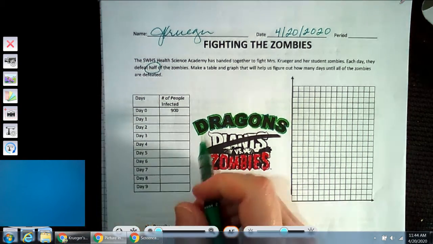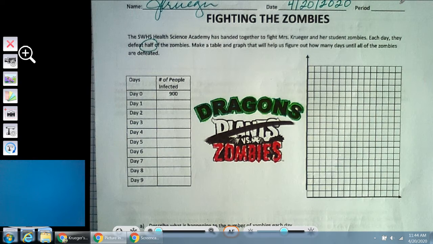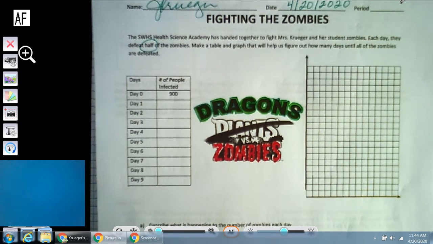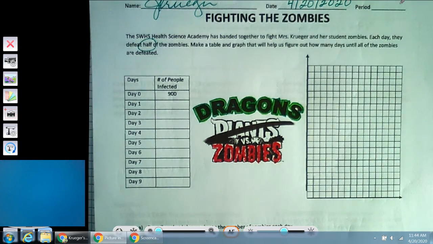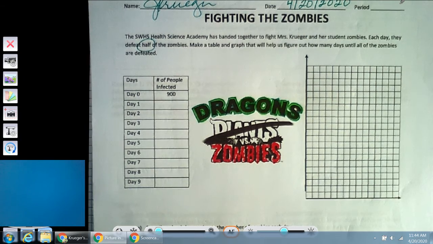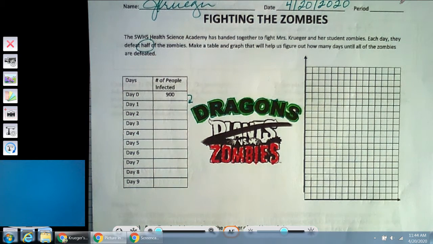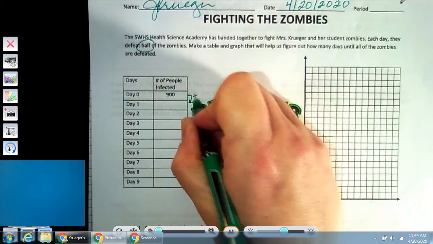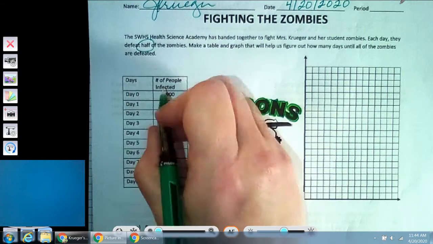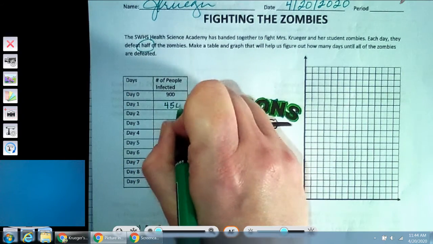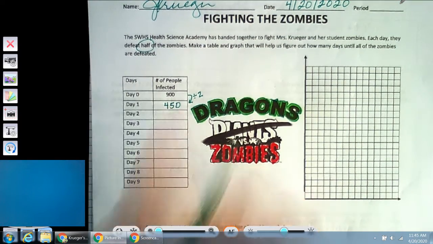Okay, so remember that we had 900 people in the cafeteria during B lunch. And so day 0 at the beginning, we have 900 people infected, 900 zombies. The Health Science Academy has figured out how to defeat half of the zombies every day. So now, as we move through our table, instead of multiplying by 2, we're going to be dividing by 2, or multiplying by 1/2. So if we have 900 people the first day, we're going to cut that in half, and the next day we will have 450 people infected. So we've killed 450 zombies, we have 450 left.